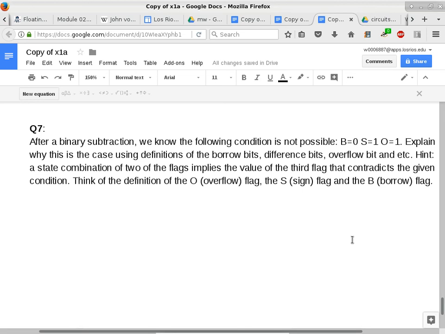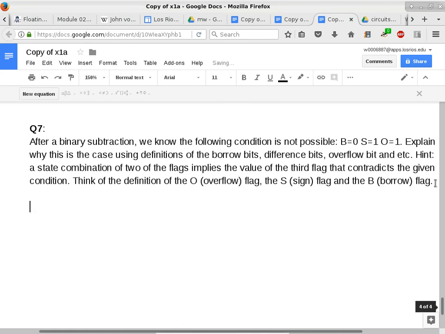Hint: a combination of 2 of the flags implies the value of the third flag that contradicts the given condition. So, and I give you the order here, think of the definition of the overflow flag, the sign flag, and the borrow flag. I chose that order for a particular reason. I should have used a B in the middle, then it becomes OBS, right? That we have used. But I specifically use OSB for a reason.